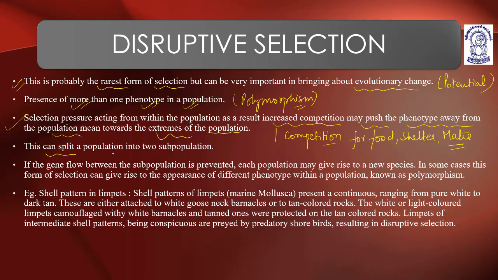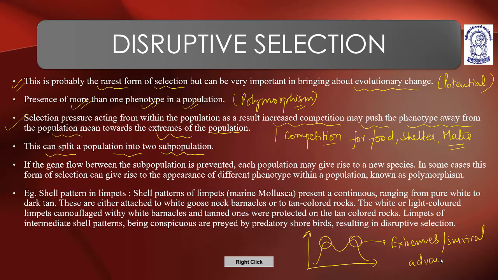This can split a population into two subpopulations, meaning the average individuals, their mortality rate goes up, or their chances of survival become very less, but the extremes actually have high chances, like this. So these were the extremes. So they have survival advantage. And the mean position is showing that the average individuals are lacking that survival advantage.